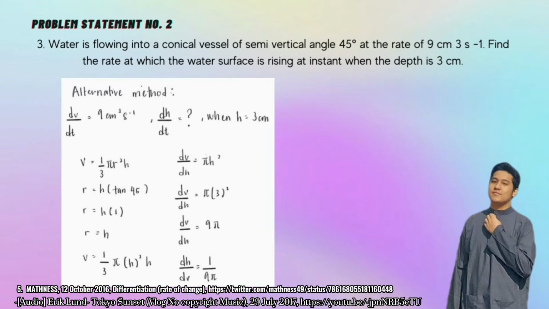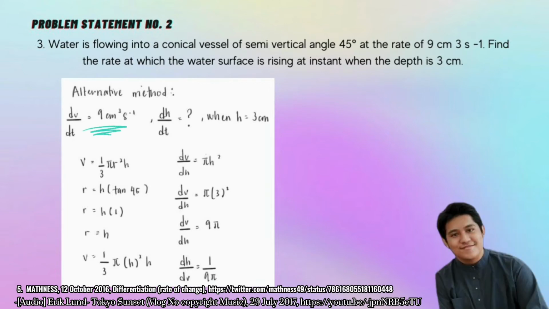So first things first, you have to write the values that have been given in the question, which is dV over dt is 9 cm cubed per second, and then you have to write what we want to find, which is dh over dt when h is 3 cm.